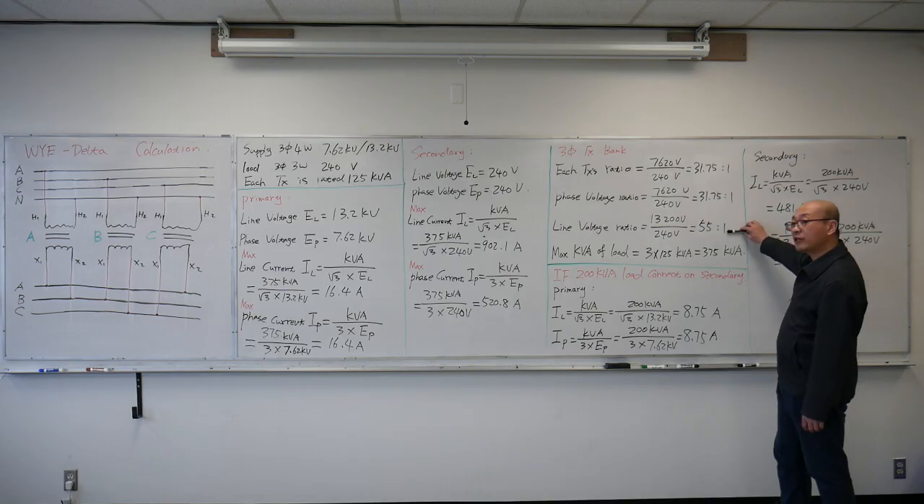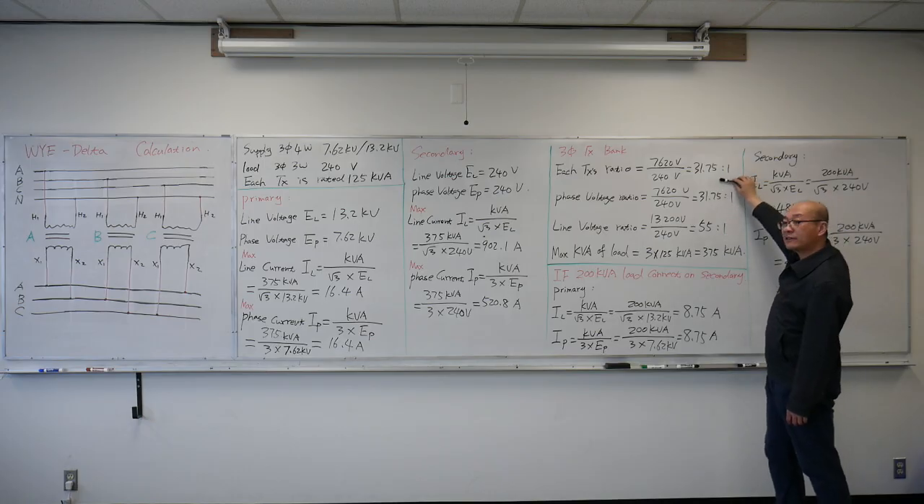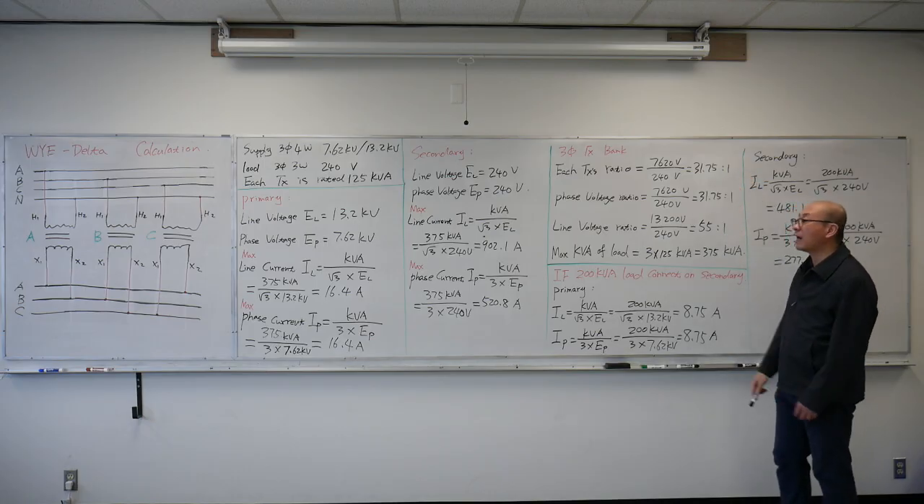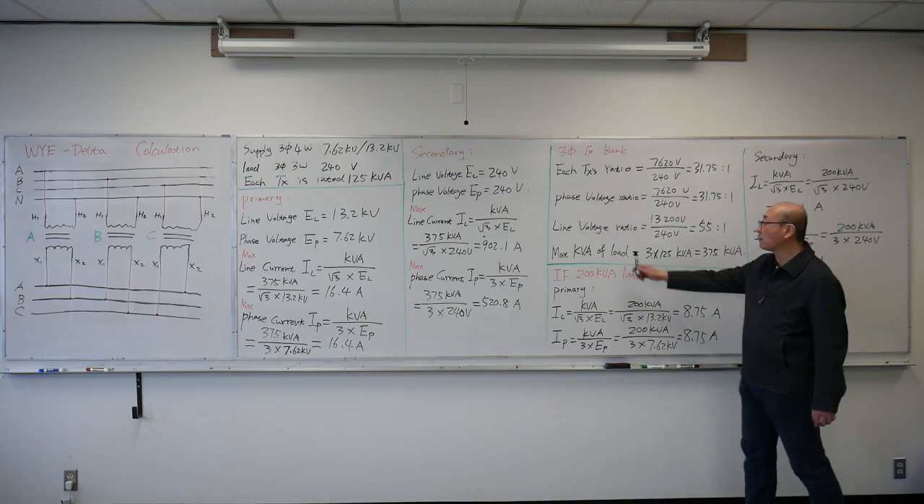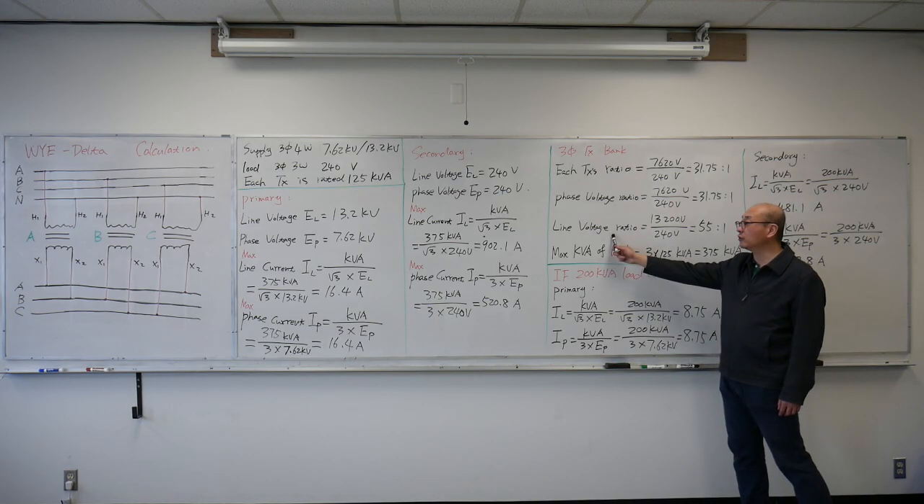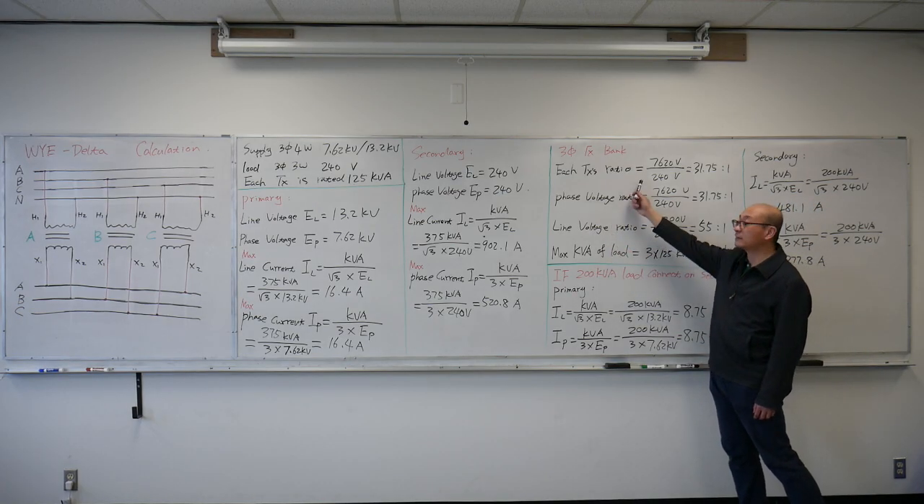So you can see we have a Y-delta connection. The line voltage ratio is no longer equal to the phase voltage ratio. It's different from the transformer ratio. So you have to be really careful with the Y-delta connection. The line voltage ratio is different.